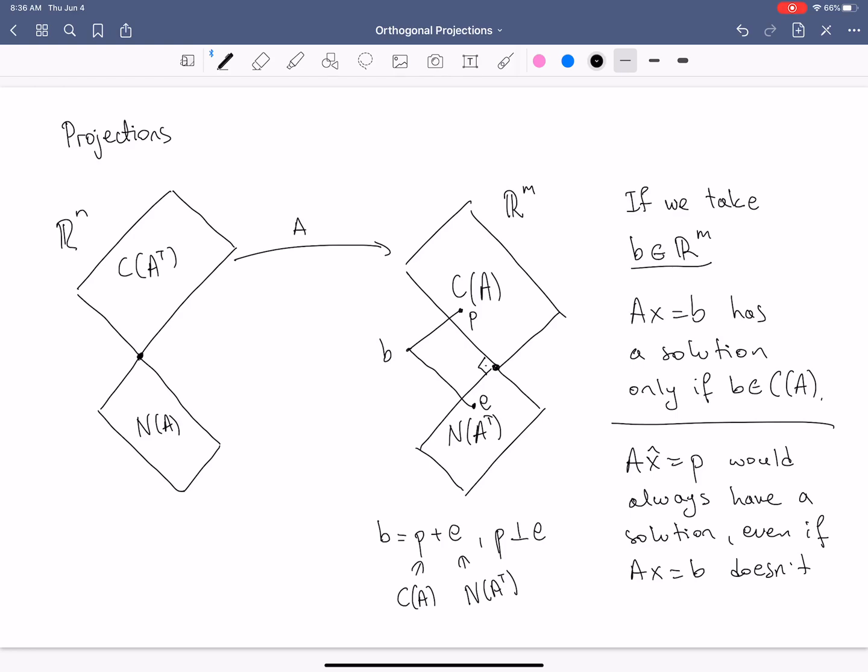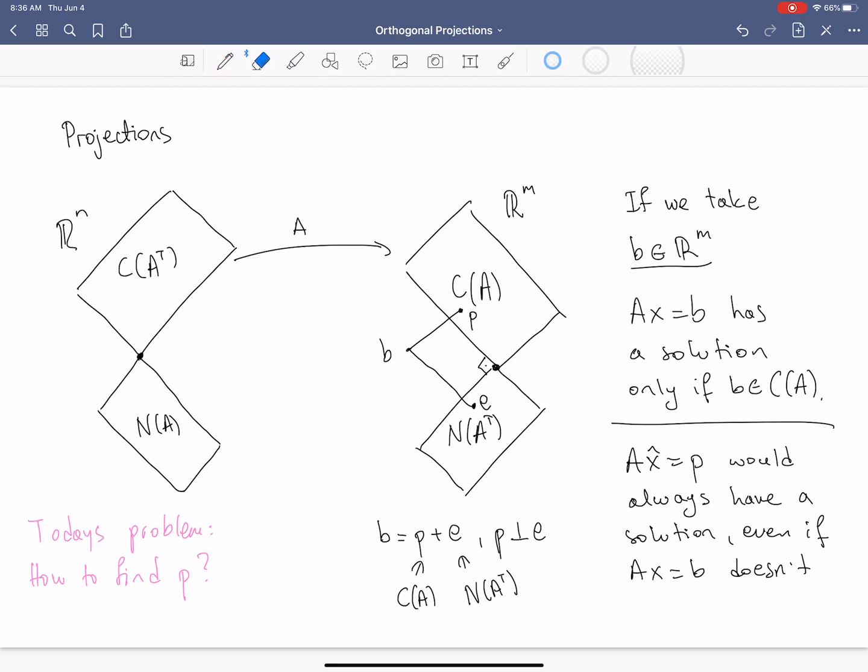So today's problem: how to find P. And why do I label it as P? Because this is what the projection, we will call this the projection of b onto the column space of A.